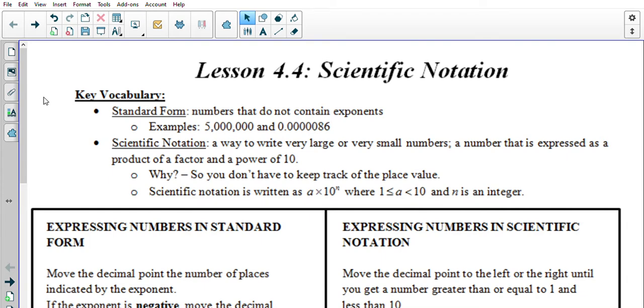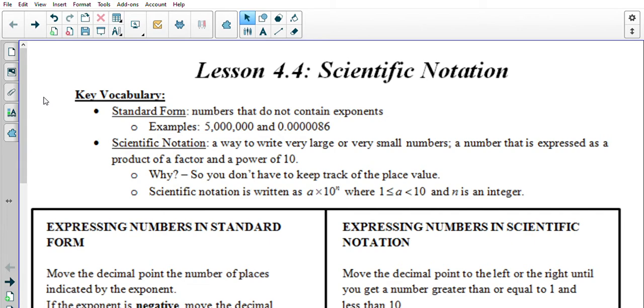The second video for this week focuses on scientific notation from the Lesson 4.4 guided notes. This is probably a lesson that's going to be new for you, but it's a relatively short lesson, and if you pay attention to the directions, it's also, I think, relatively easy.